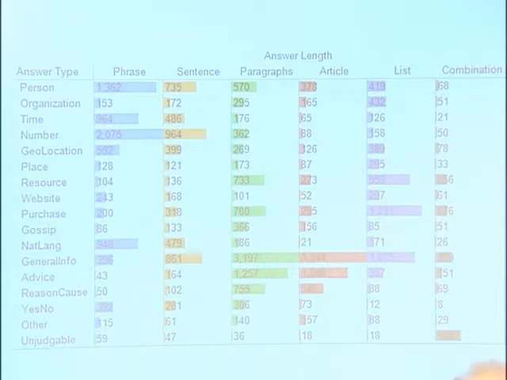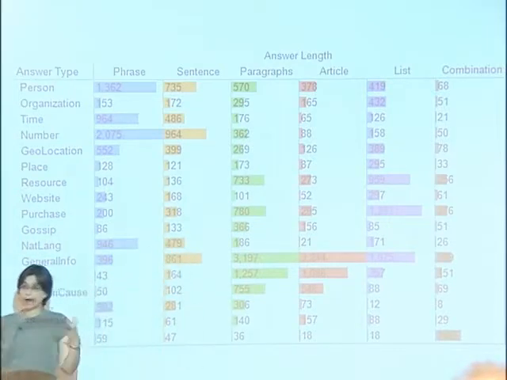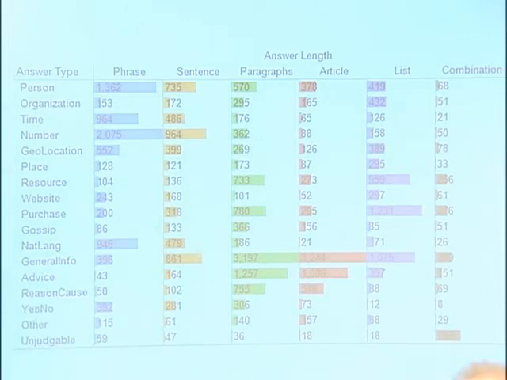Same with reason and cause. Like if I'm asking a question that's about, give me the reason for an event or the cause of something happening, no one wanted a phrase. People wanted either a full article or a paragraph. So really, what does it mean to find the relevant and condensed information? It depends on what the user is looking for.